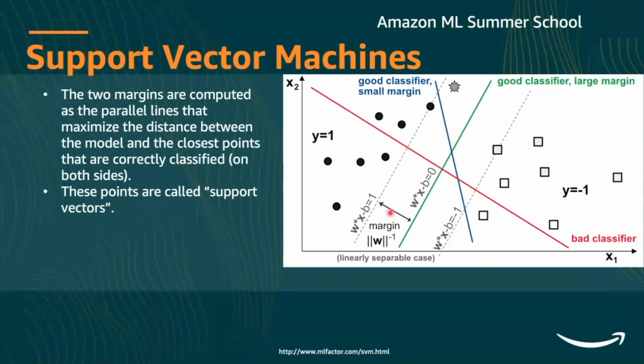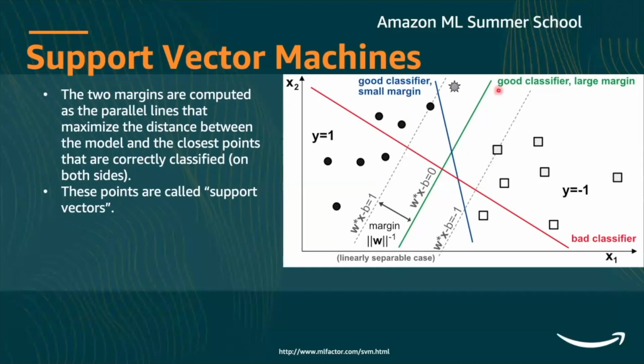Now these two margins are computed as the parallel lines that maximize the distance between the samples of the two classes. These lines pass through some of the samples of class 1 and some of the samples of class 2, and these samples through which the lines pass are known as support vectors. So now you can answer why the green line is better: the margin, or the separation between the two classes, is maximum for the green line.